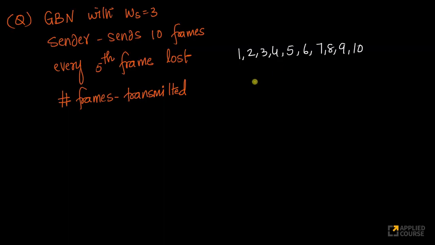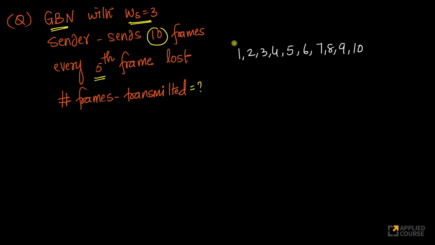Okay, sounds good. So now let's take a simple example. Imagine I'm using the Go-Back-N protocol with window size equal to 3. My sender sends, let's say, 10 frames. Every 5th frame is lost. Then the number of frames transmitted equals what? It should be straightforward to compute, right?